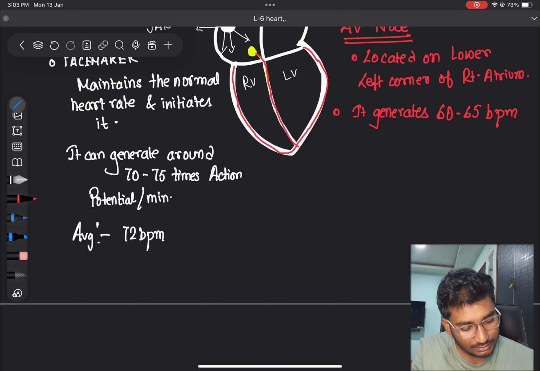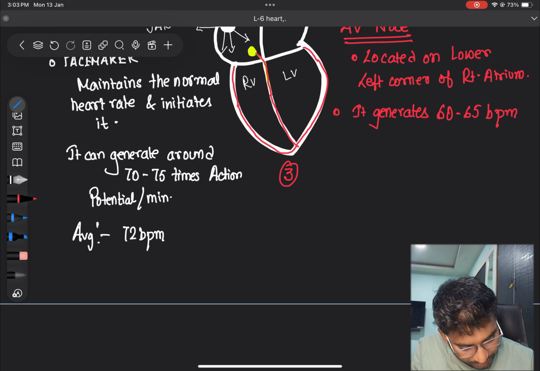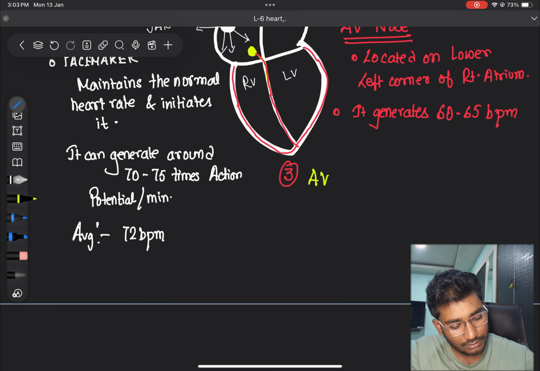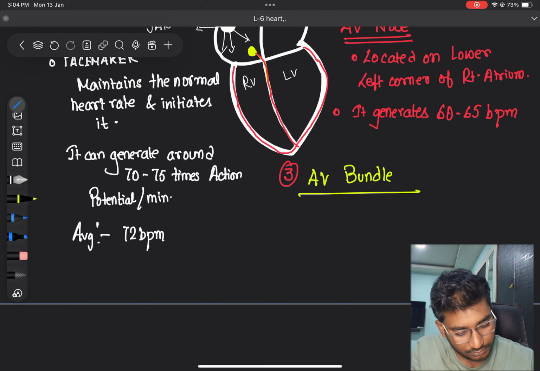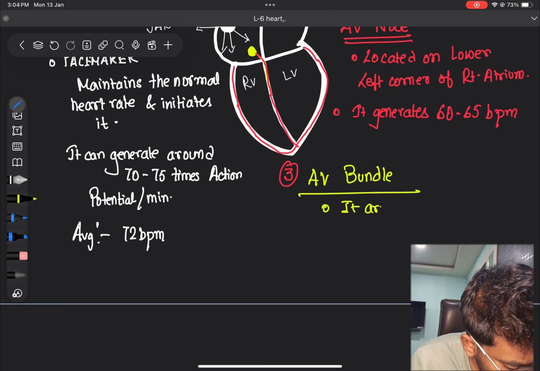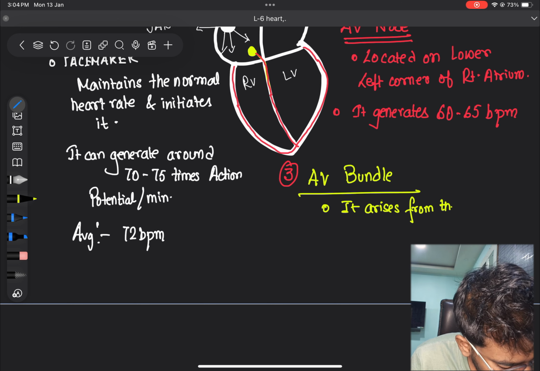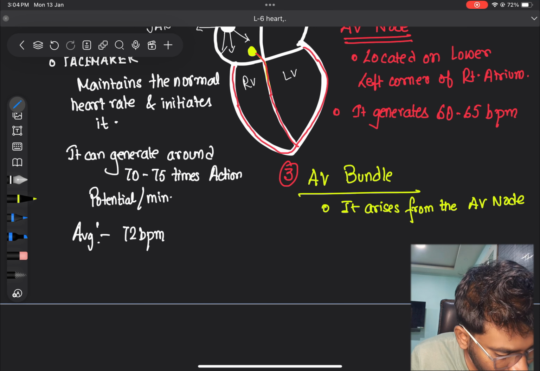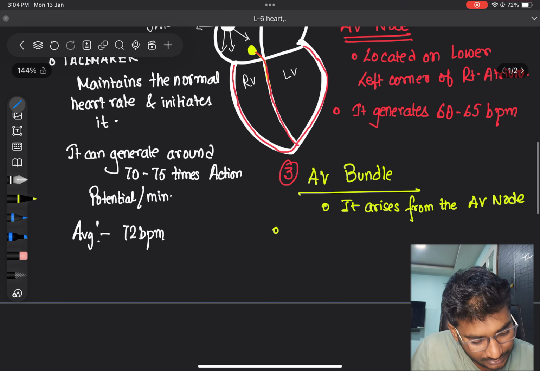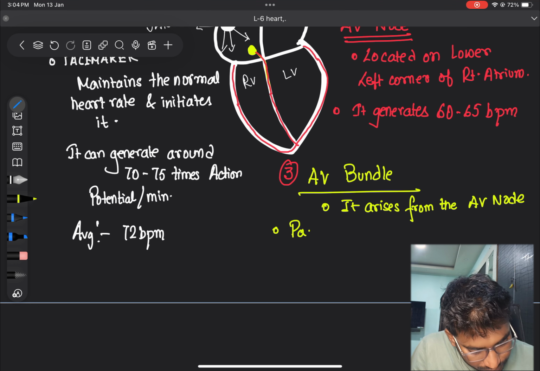Third, we come to the AV bundle. What does the AV bundle do? It arises from the AV node. AV node से ही इसका origin है. ठीक है, इसके बाद क्या होता है?